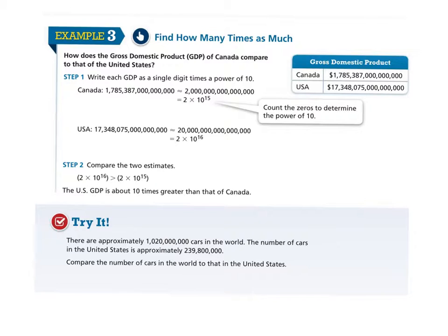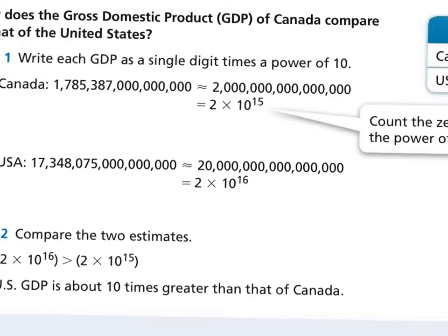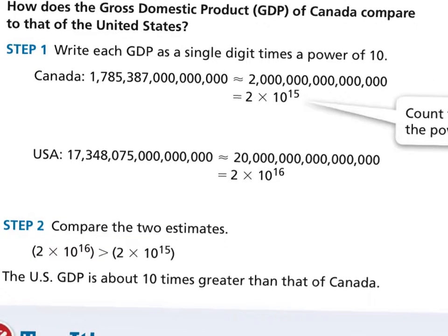Example 3: how is the gross domestic product, or GDP, of Canada compared to that of the United States? So they just rounded these off again. Canada, 1.7 something, rounded it to a 2 with a bunch of zeros. US, 17 something, they rounded it to 20 with a bunch of zeros. So Canada, it's got 15 zeros after the 2. That's 2 times 10 to the 15th. US, it's got 16 zeros after the 2. That's 2 times 10 to the 16th.